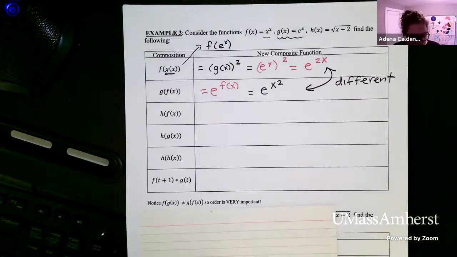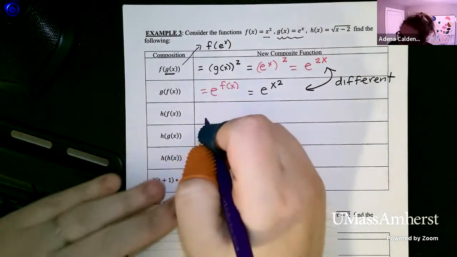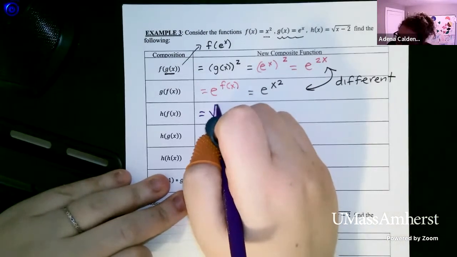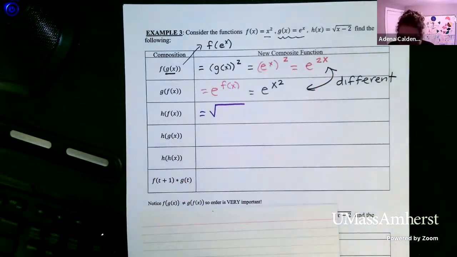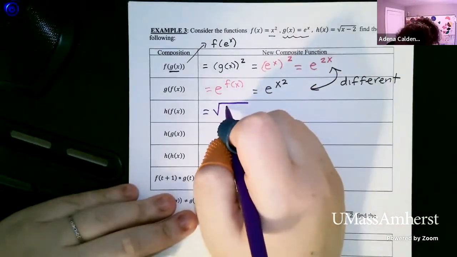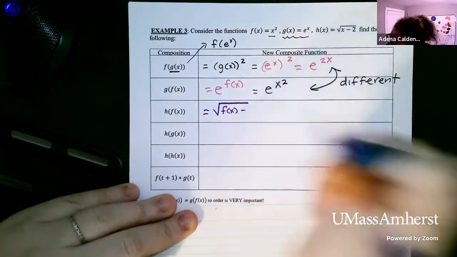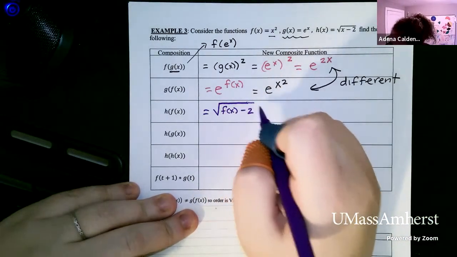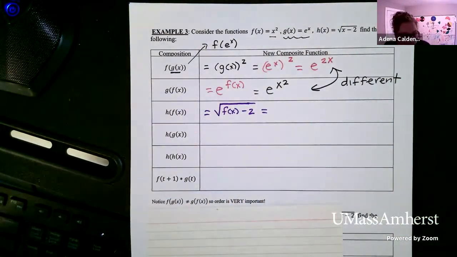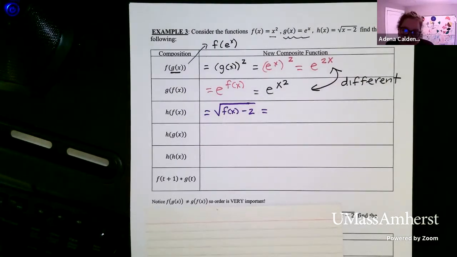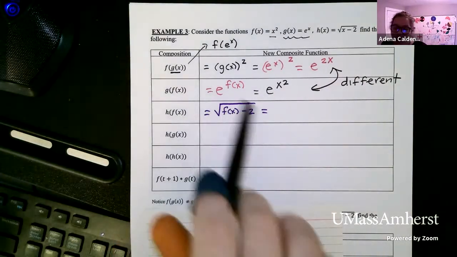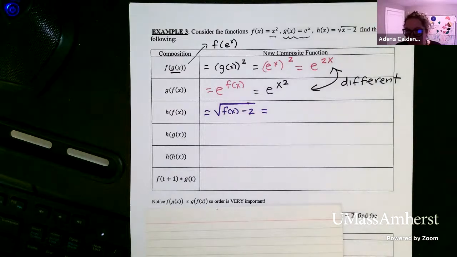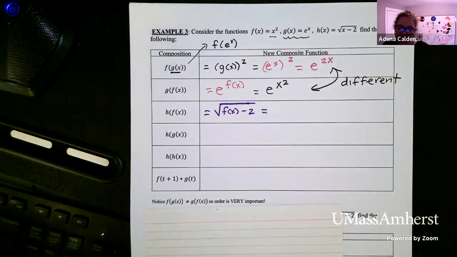So let's look at the next one. We have h of f of x. So that means we want to take the h function. Here, instead of x, I'm going to write f of x minus 2. And then I'm going to go ahead and plug in for my f of x. Again, if you're comfortable skipping this step, that's totally fine. I like to write everything down in case I make a mistake.